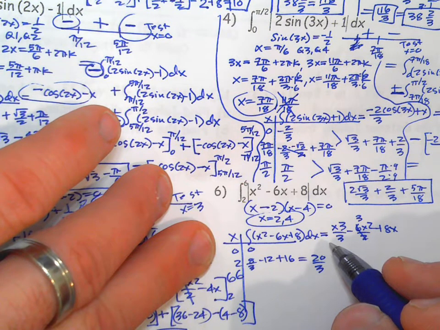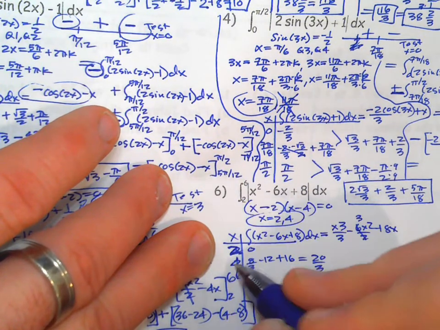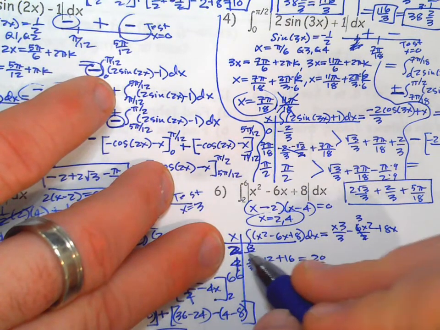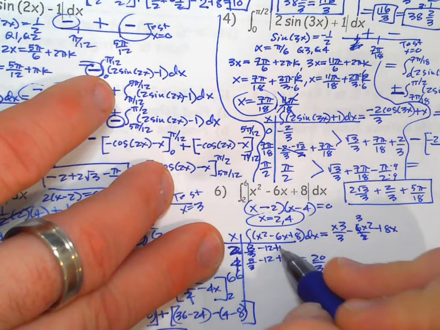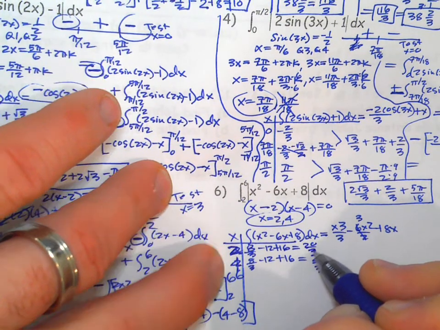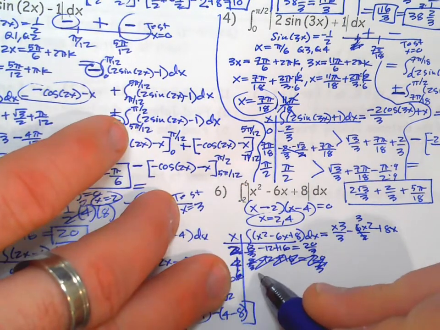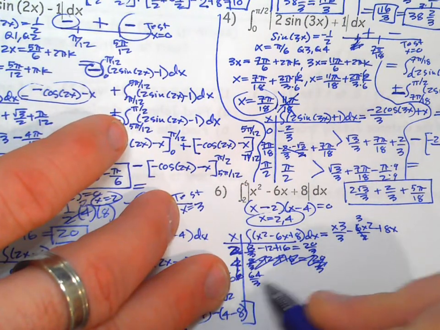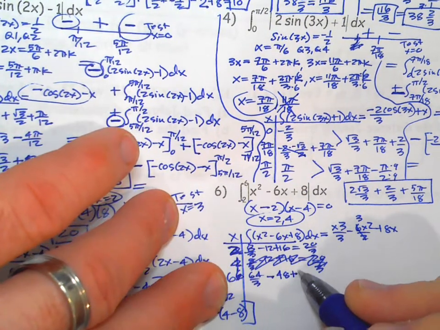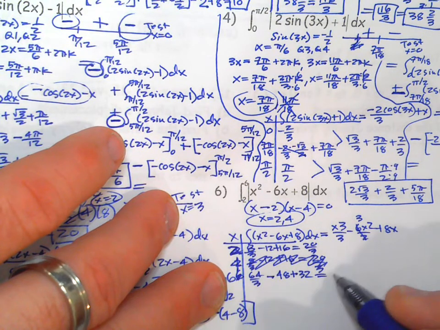Oh, I should have broken it up at 4. I don't even know what I'm doing. 2 to 6. Okay, so this one is 8/3 minus 12 plus 16 is 20/3. Plug 4 in, you get 64/3 minus 3 times 16 is 48 plus 32, so it's negative 16, negative 48, positive 16/3.